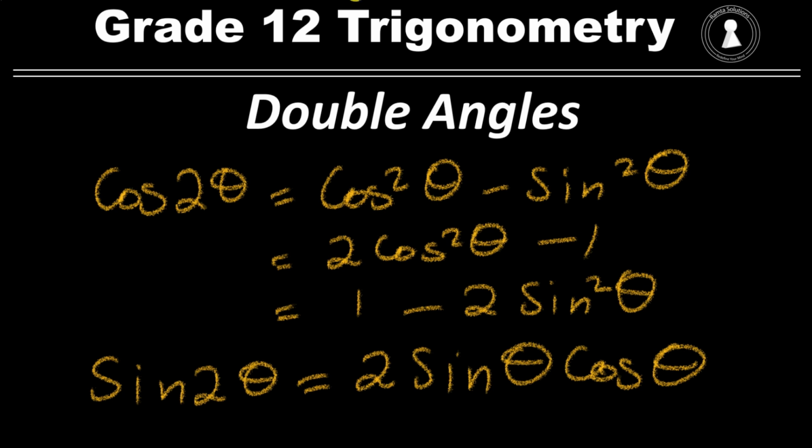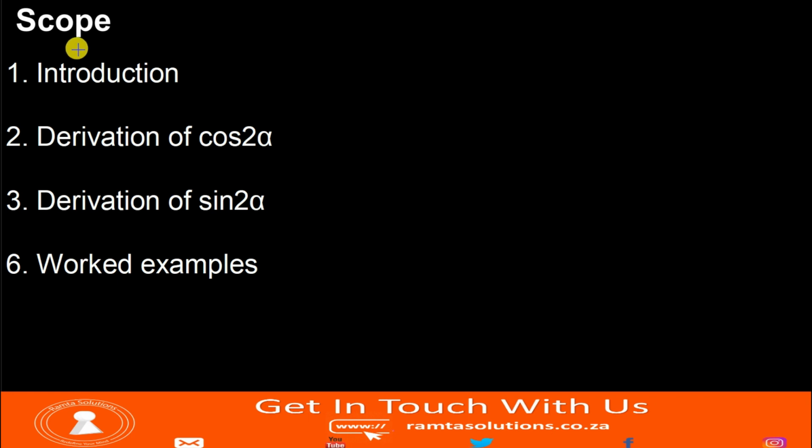In this video, first we will be introducing these double angles, explaining how we're using them, why we're using them, and so on. Just a brief introduction, and then we will be deriving the double angle formula for cosine and the double angle formula for sine. To conclude this video, we will be working on some examples as well. We will give you lots of examples. So without any waste of time, let's get into it.